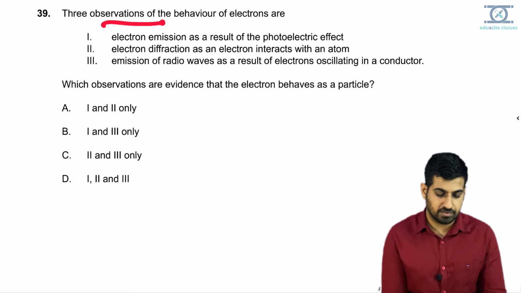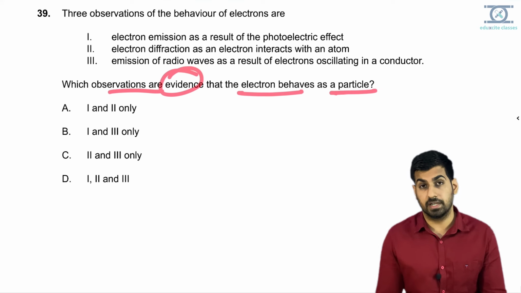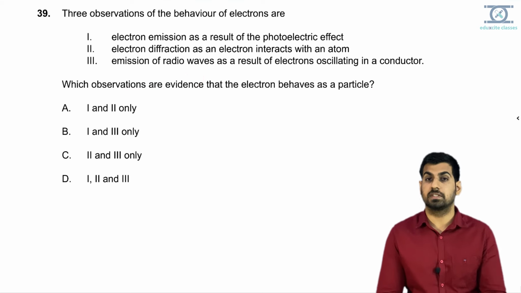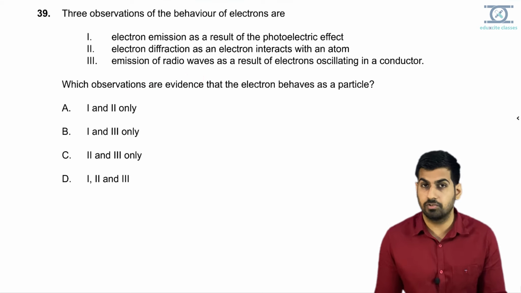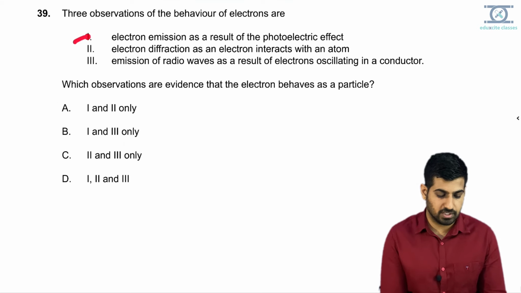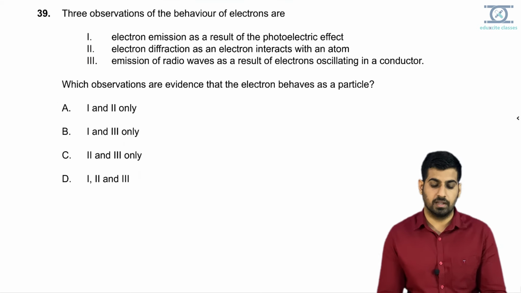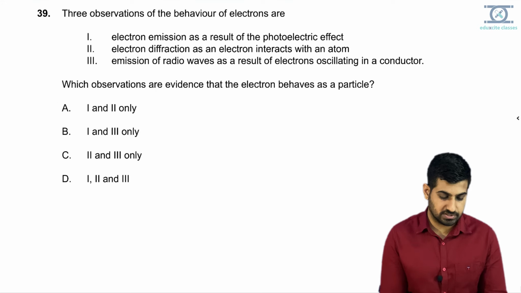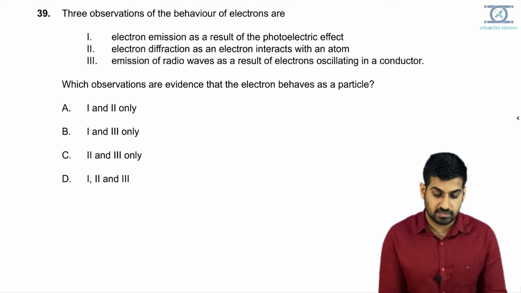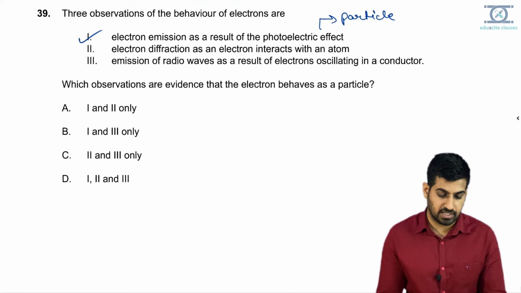Now three observations of the behavior of electrons are given. Which observations are evidence that electrons behave as a particle? Now we know that an electron behaves as a particle as well as a wave. It has a dual nature. So we have to find the given statement which supports the particle nature. So let us go through each statement. Electron emission as a result of the photoelectric effect. So we know that the photoelectric effect is evidence of the particle nature of the electron. So it supports, yes, the first is correct.